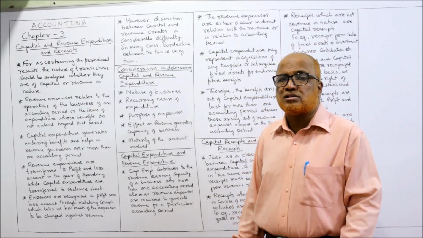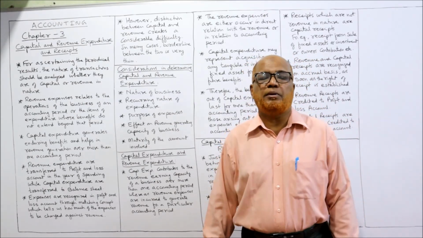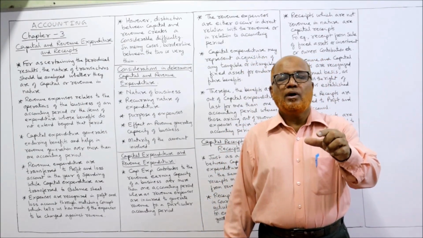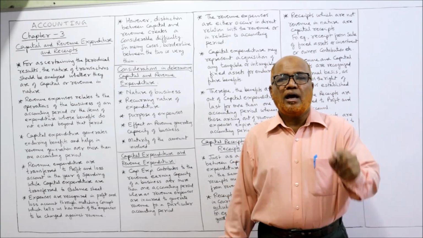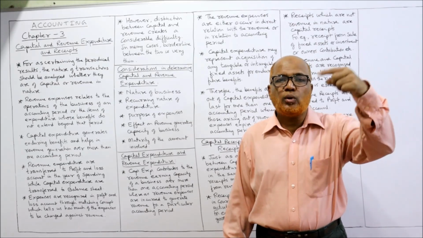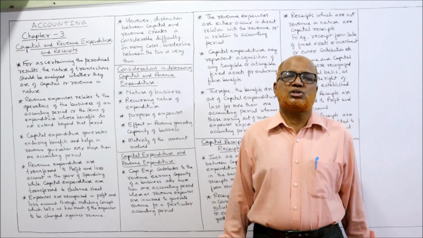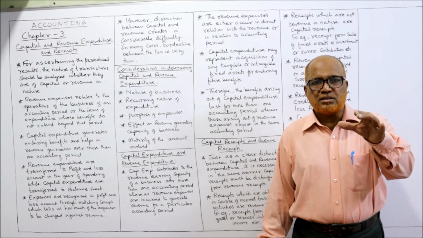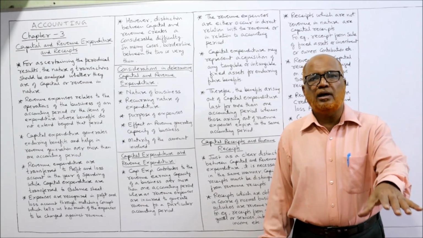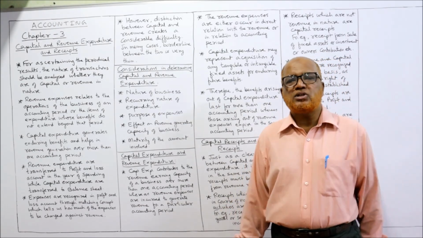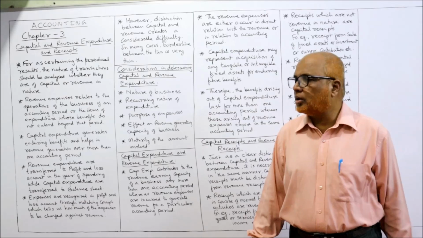Capital expenditure generates enduring benefits and helps in revenue generation over more than one accounting period. Any expenditure which increases the earning capacity of the business, any expenditure which will give enduring benefits for a long period of time. Example, a machine is purchased for the business. The machine is purchased during the current accounting period. But do you think that the benefit will get only during current year? No. The benefit from the machine will accrue for a long period of time. The benefit will extend for more than 1 year.